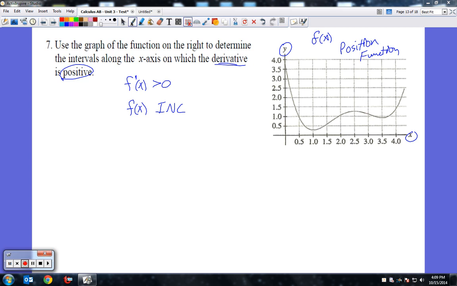So this is an f of x graph. From here to here, I'm increasing, and then from here to here, I'm also increasing. The other parts of this position graph is where I'm decreasing.